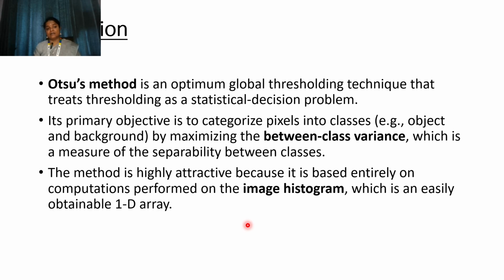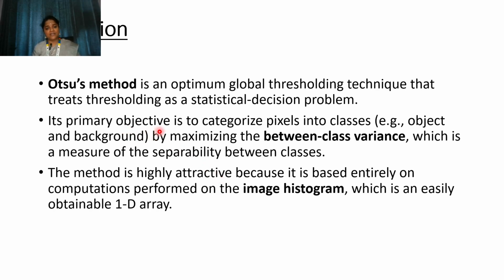Now we saw the most basic type of thresholding technique. We are going to move on to the most commonly used segmentation method using thresholding, which is Otsu's method. Otsu's method is basically an optimum global thresholding technique that treats thresholding as a statistical decision problem. Here we are not going to make any kind of assumptions. All the process is going to be based on mathematical progression, which makes this the most attractive algorithm.